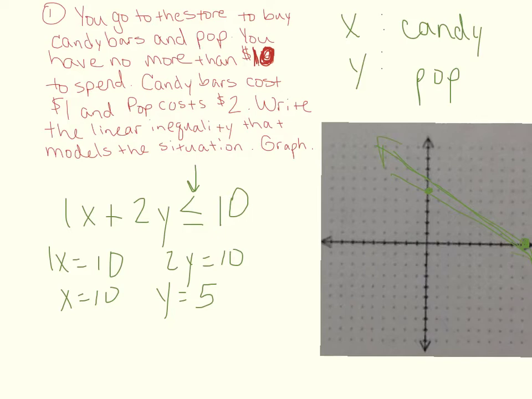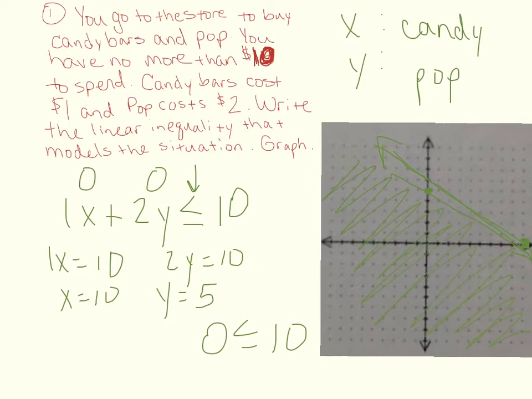Now we got to figure out where to shade. You can spend no more than $10. So you got to look at this. You got to plug in 0, 0. So you have 0, 0. So 0 is less than or equal to 10, which is a true statement. So we got to shade towards 0, 0.